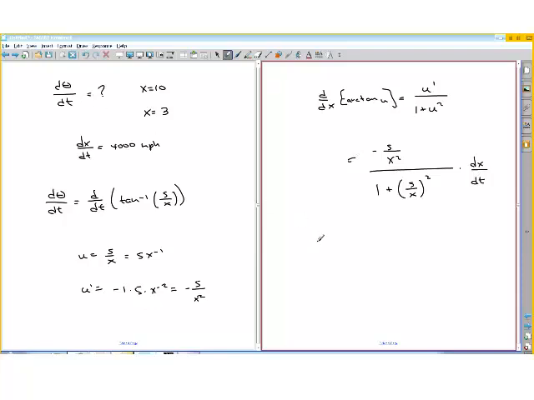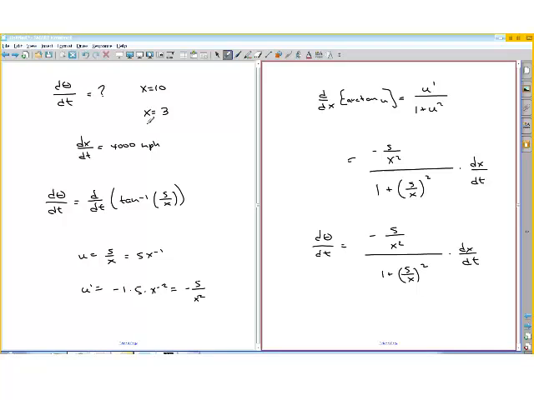So that basically says that d theta dt is equal to negative 5 over x squared divided by 1 plus (5 over x) squared, times dx dt. Okay, so that wasn't a whole lot more information. But dx dt is 4,000 miles per hour, is that right?